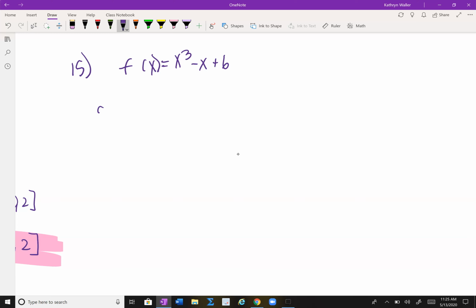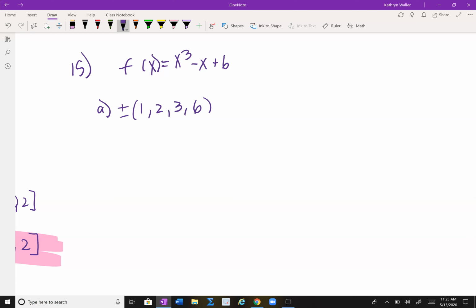Okay, list all of the possible zeros. So what goes into 6? 1, 2, 3, and 6. What goes into this leading coefficient, which is a 1? Just a 1. Dividing by 1 doesn't change anything, so I don't have to write it. And it's the plus or minus of each of those. So make sure you put parentheses around it and make sure you put the plus or minus.